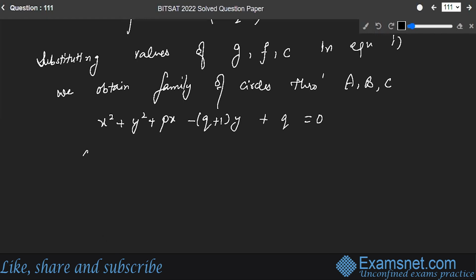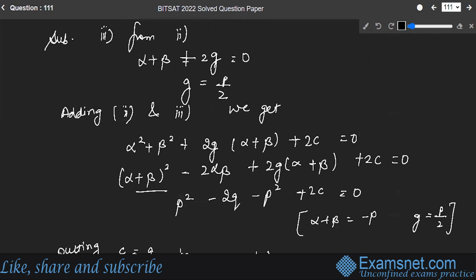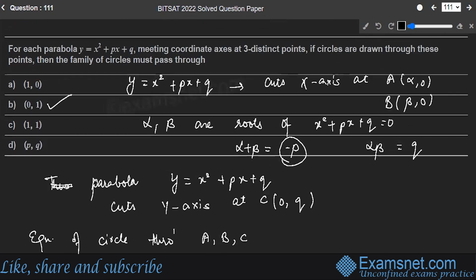So clearly you see it passes through the point 0, 1. All right, that makes option B the right answer. Hope you understood that. Let's move to the next question then.